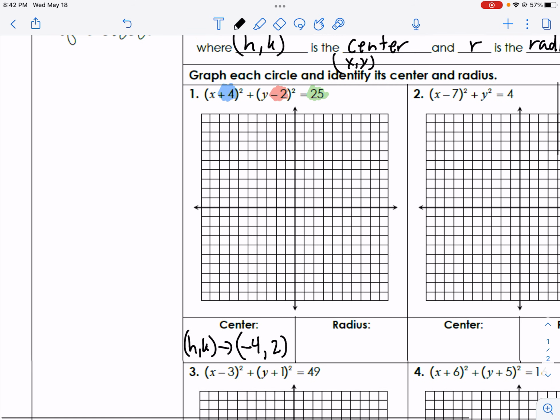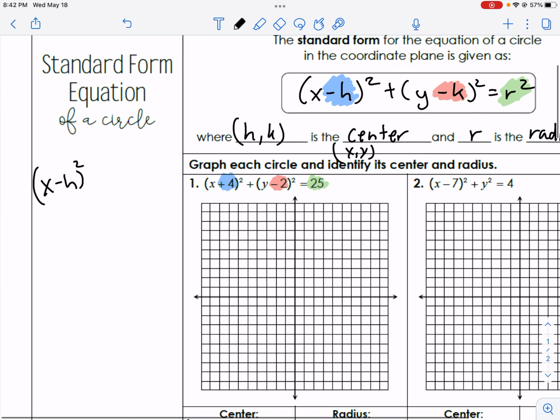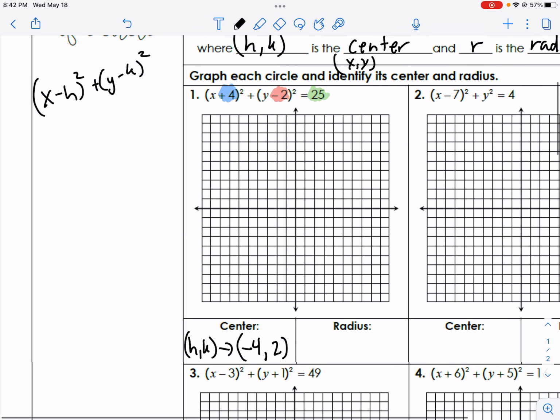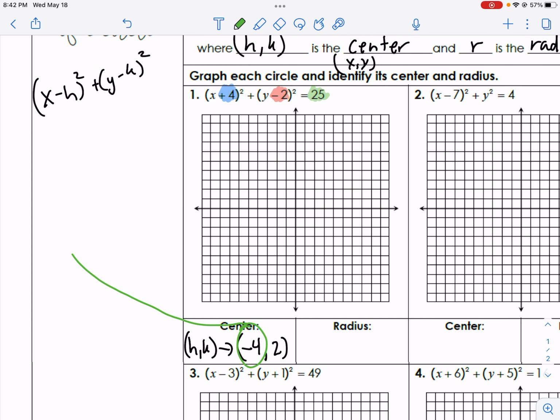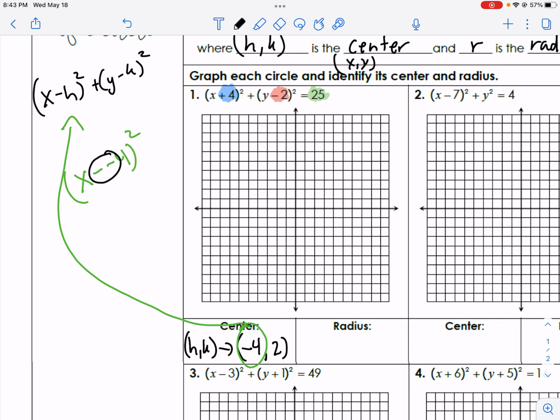So with the parent function right here, (x minus h) squared plus (y minus k) squared, when I plug in the h value of negative 4 right here, I'm going to have (x minus negative 4) squared. Two negatives right here make a what? That's right, it makes a positive. So this actually becomes (x plus 4) squared. And that's why my h value is negative 4.